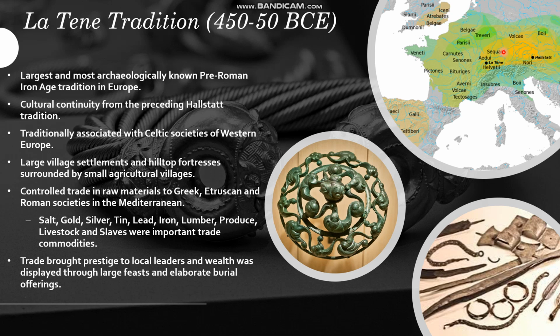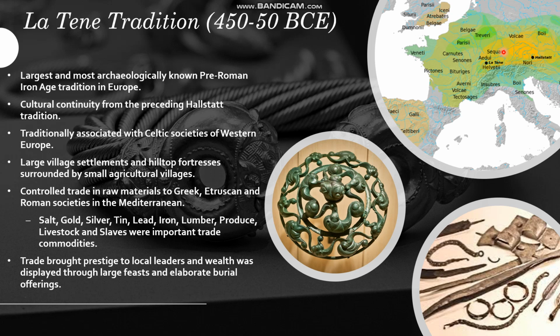So we can see here a continuation of those Bronze Age societies through the Hallstatt and then later the La Tène that emerged through a largely Celtic agrarian way of life, but it's also characterized by an emphasis on that warrior tradition and warfare. So these large cities and hilltop fortresses continue to control trade and raw materials. In the Hallstatt, we're talking about the Greek and Etruscans, and the La Tène with the Romans. Salt, gold, silver, lead, iron, lumber, produce, livestock, and slaves were all important trade commodities.